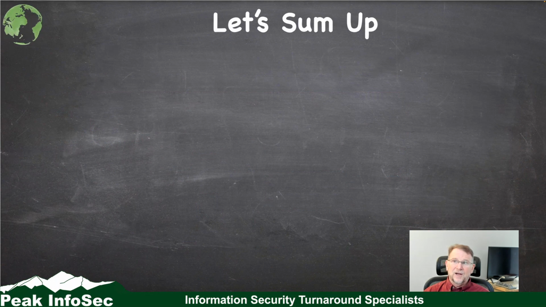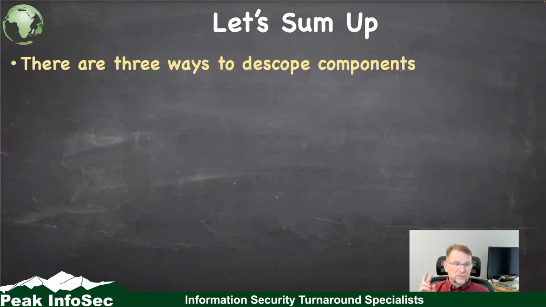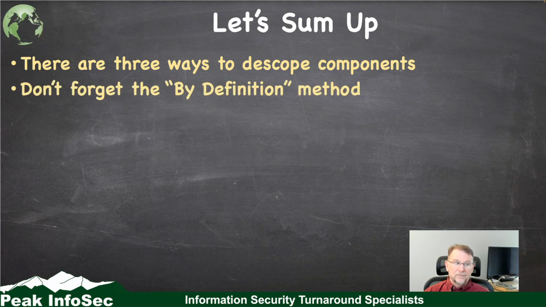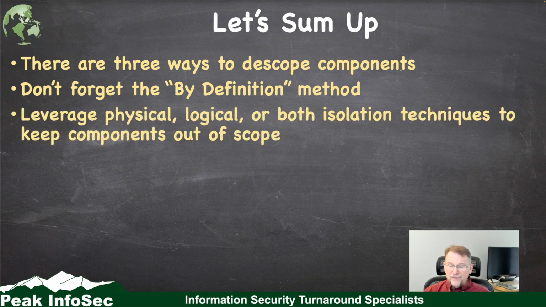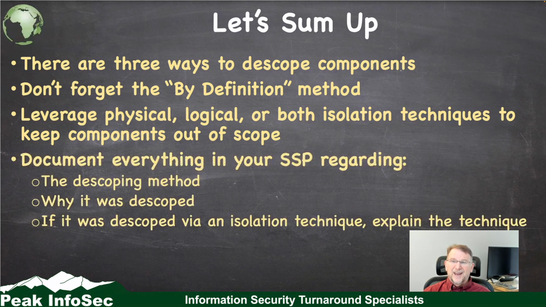So let's sum up at the high level here. There really are three ways to descope components from your environment. Don't forget the by definition method. This is actually sometimes your most powerful method, especially for those things that are secondary that may just be supporting your processes, but they're really not involved. Leverage the physical, logical, and both techniques to keep your components out of scope, and then document everything in your SSP.